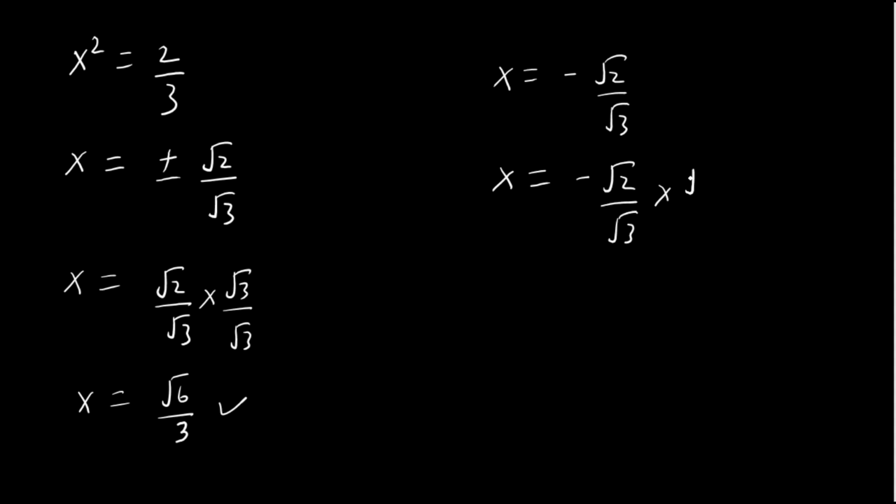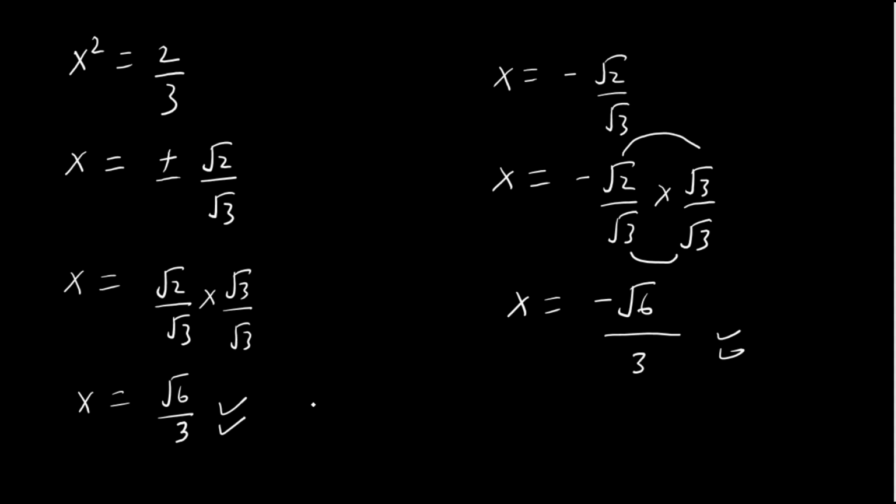If we multiply by √3 in the numerator and √3 in the denominator, then x equals −√2 multiplied by √3, which gives √6, and √3 multiplied by √3 gives 3. So this is our second solution and this is our first solution. Students, this is our final answer.